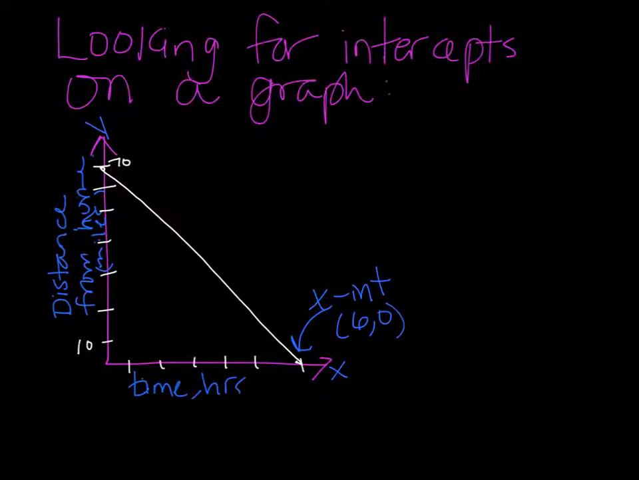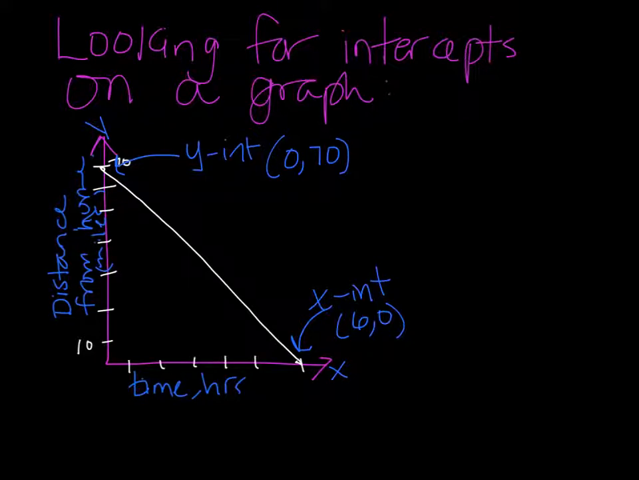And then this right here is my y-intercept. It's where the graph crosses the y-axis, and that would be the point (0, 70). Notice, for an x-intercept, your y-coordinate is always 0. For a y-intercept, your x-coordinate is always 0.